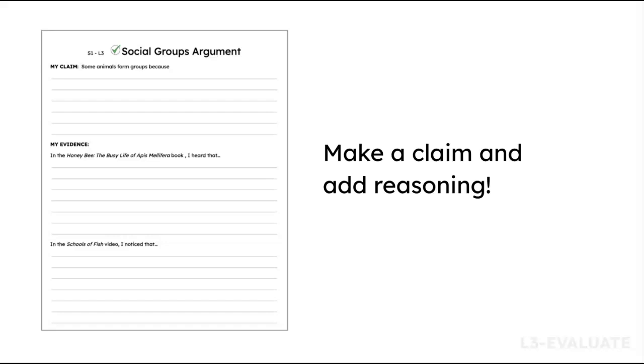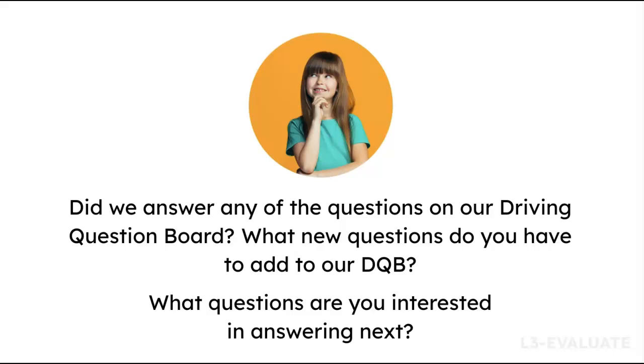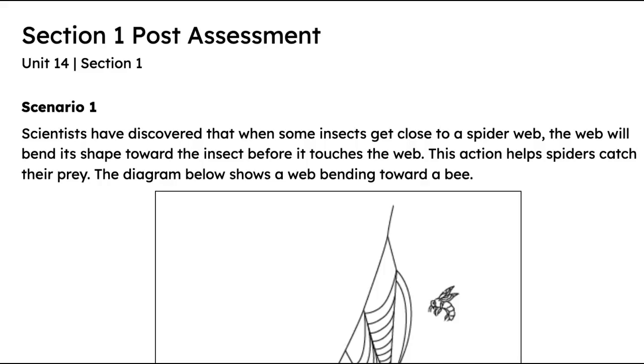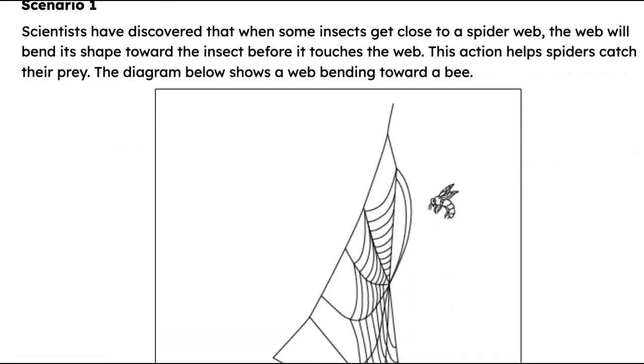For the Evaluate portion, you'll have the students use their evidence from the Social Groups Argument student journal page to make a claim and add their reasoning. To support student sense-making across the unit, you'll orient them back to the driving question board. Ask, did we answer any of the questions on our driving question board? If there are questions that have been answered, remove them from the driving question board and place them on the summary charts. You can use this as an opportunity to answer the section driving question, why is the bee on the flower? You'll then have students take the Section 1 summative assessment.